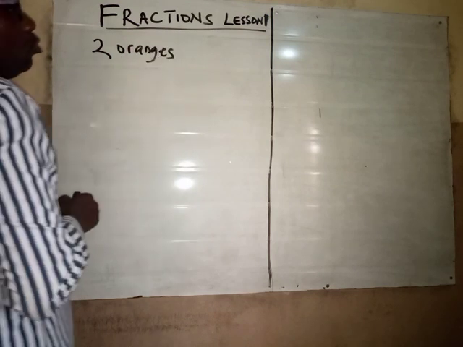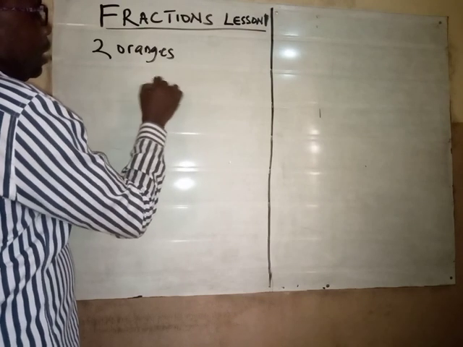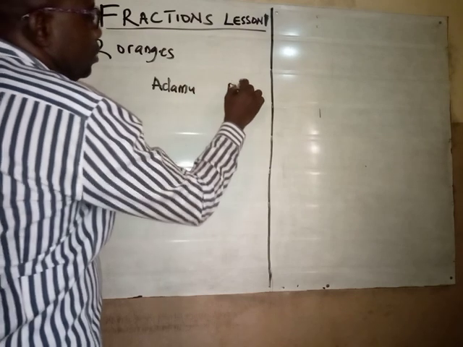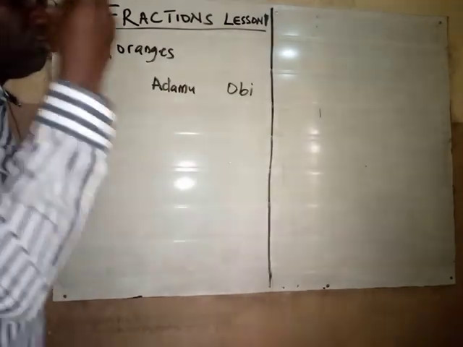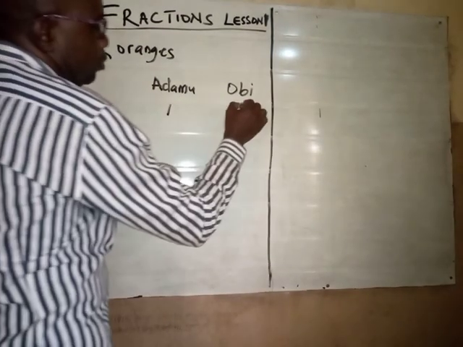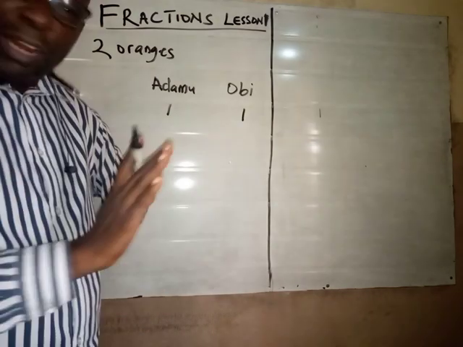are given to two boys, let me say Adamu and Obi. They gave them two oranges. Adamu will take one, Obi will take one. This is a complete whole number. There is no fraction here.